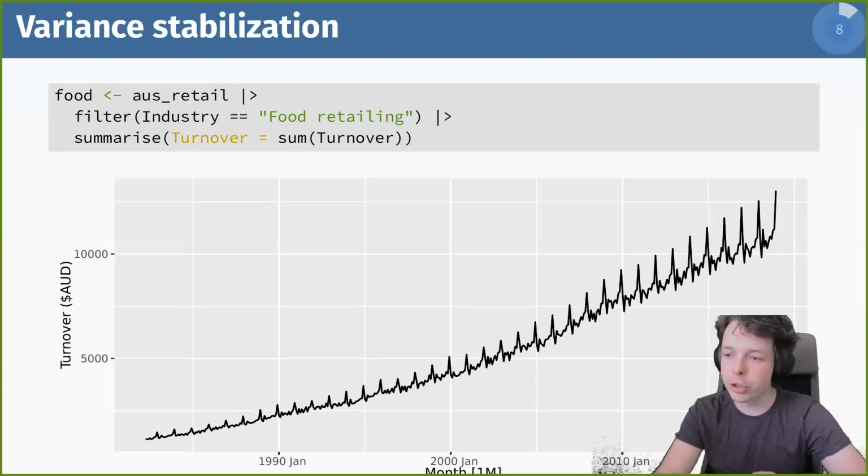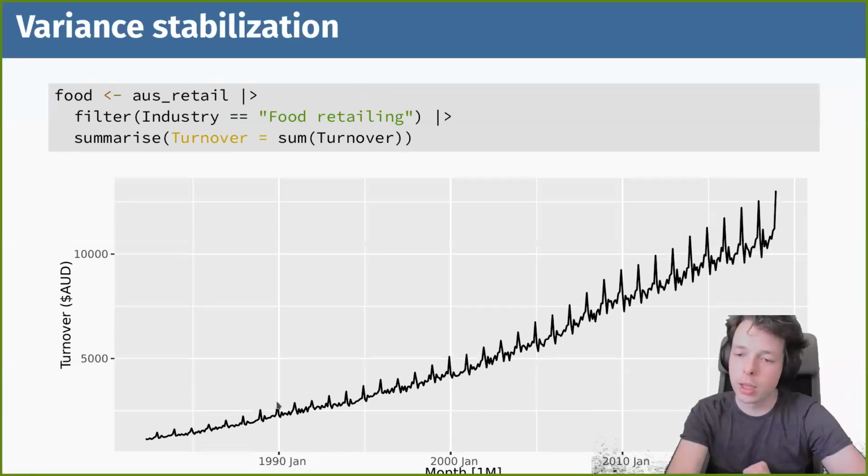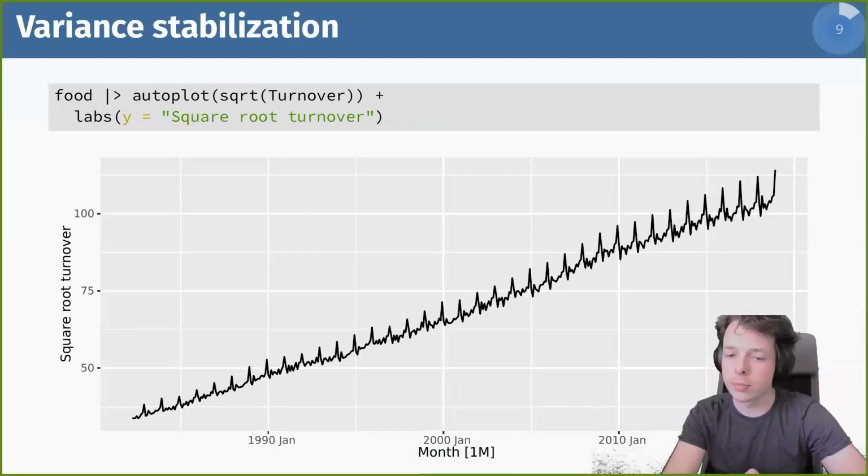Here's my original data. You can see that the fluctuations at the start of the time series, when turnover is low, are very small. And when turnover is larger, we have very large fluctuations. But if I use a square root transformation on the data, the variation is very similar. It's still a little bit bigger at the top, but they're much more similar throughout the time series.